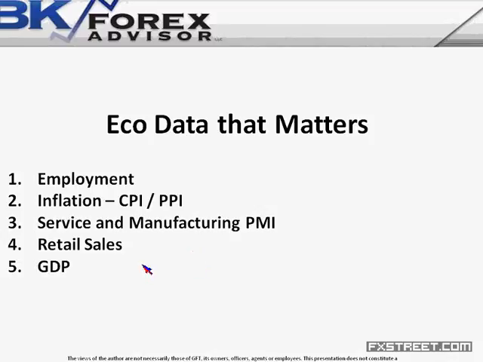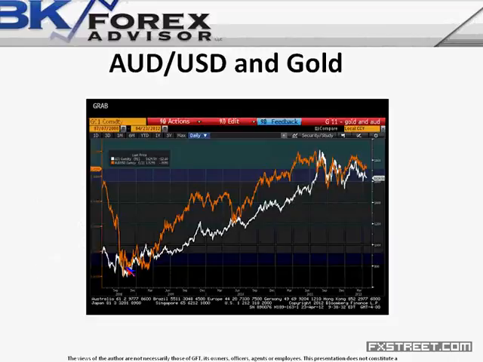And then finally, GDP. GDP is always important, but GDP can be somewhat backwards looking, so it may not be as market moving as some of these other numbers. Nonetheless, these are the eco data pieces that matter, and of course, the one thing that we do not have on this list is the Reserve Bank of Australia rate decision, and we'll discuss that in slightly further detail in just a moment.